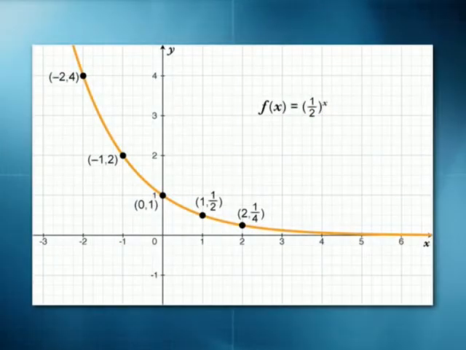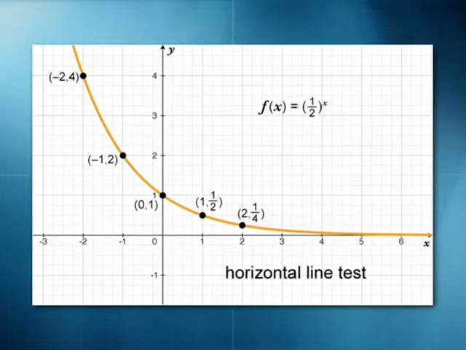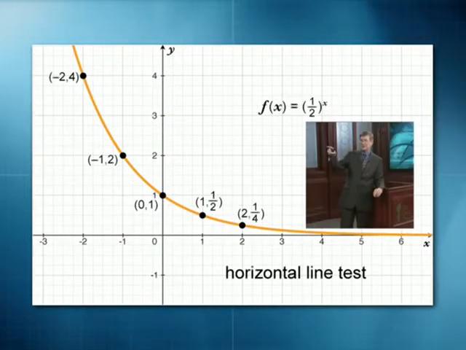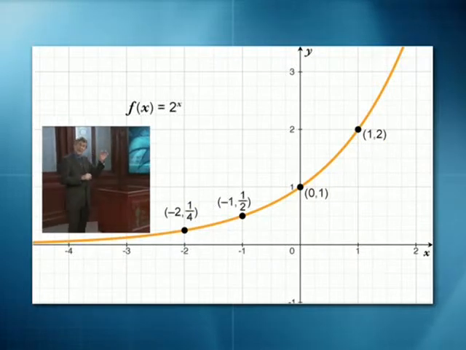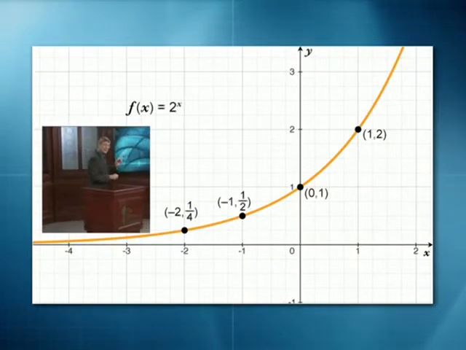Does this graph satisfy the horizontal line test? Do horizontal lines touch the graph at most once? Right, they do, don't they? And they also do for the graph of 2 to the x, which we saw earlier. What does that mean? That means that these exponential functions are one-to-one. They have inverses, and those inverses will be the logarithmic functions next lecture. But that's getting ahead of ourselves.